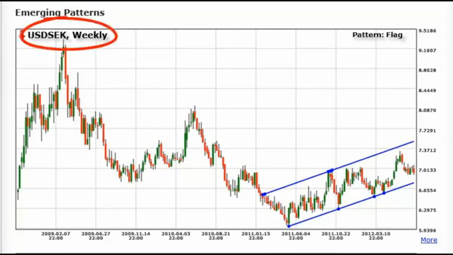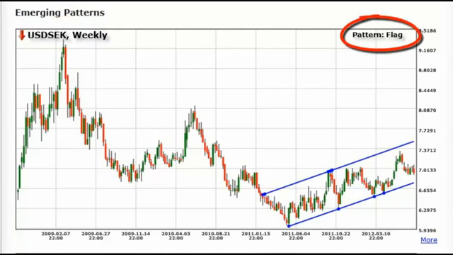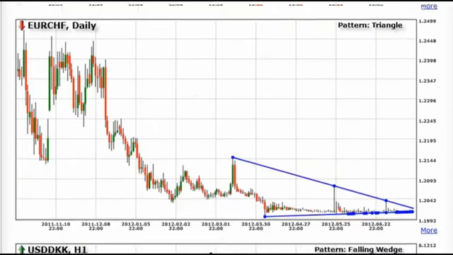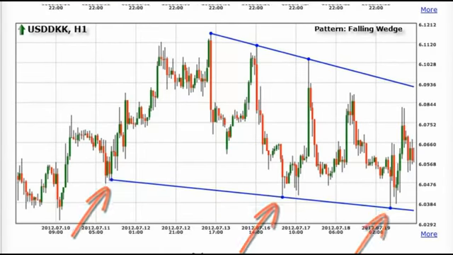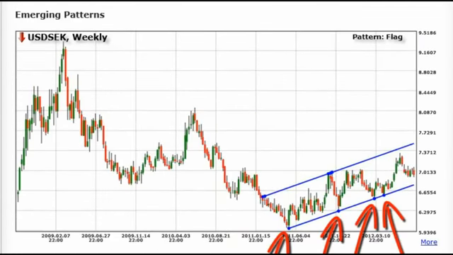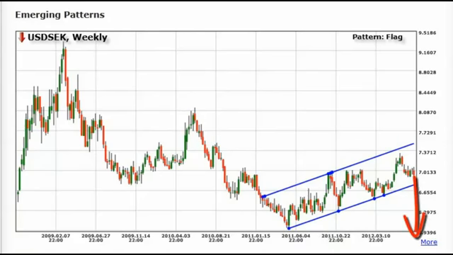Here's the pair and the time frame and the pattern name. Flag, triangle, falling wedge, and so on. Notice that there are often more than two touching points on the trend line. This is because the recognition algorithm is very good. When the price breaks through the trend line, it's likely to continue in the same direction. So you can enter the orders just above or below the trend line depending on the overall trend.